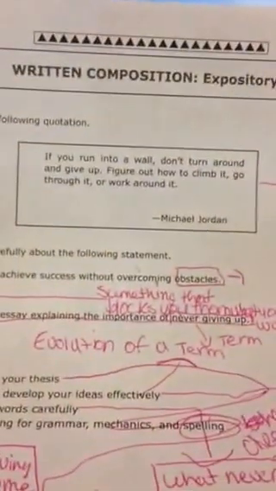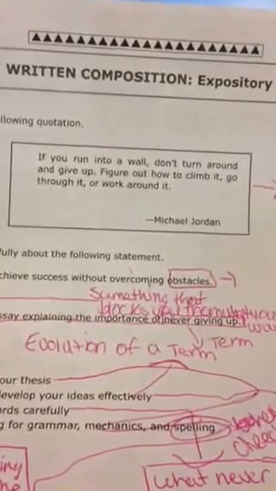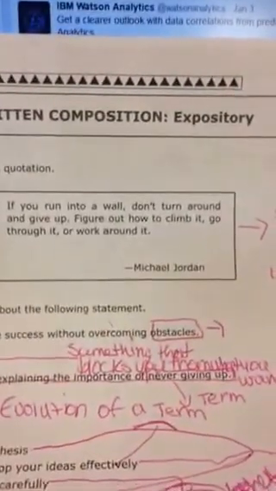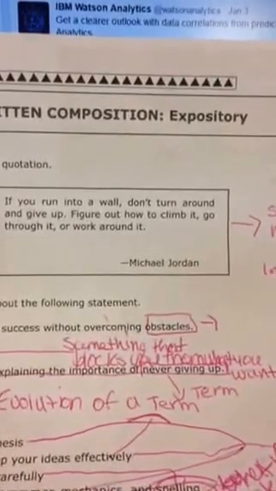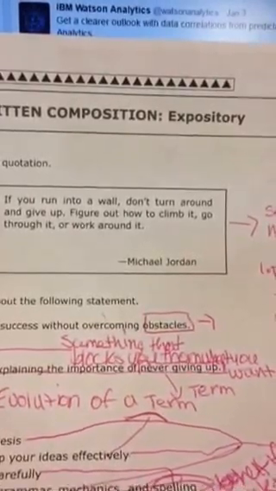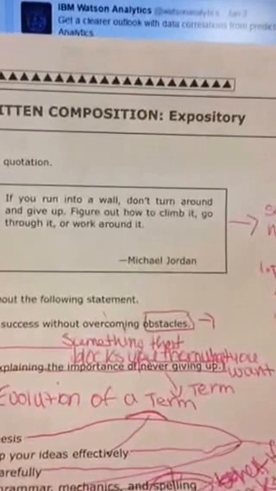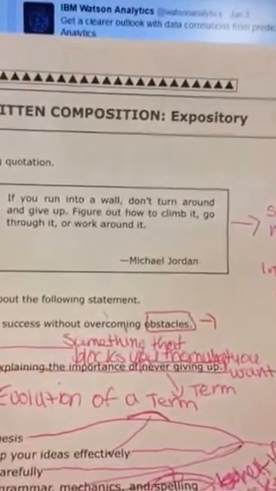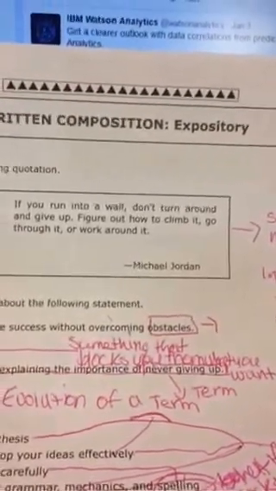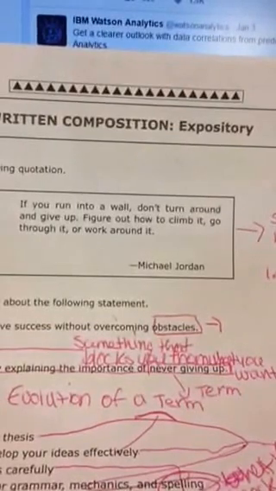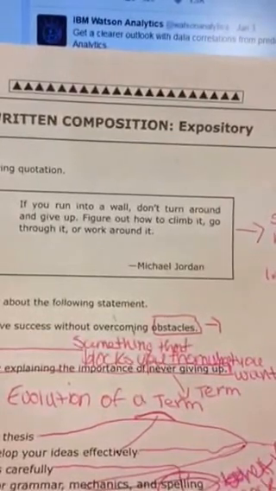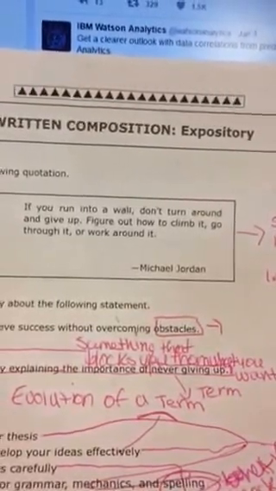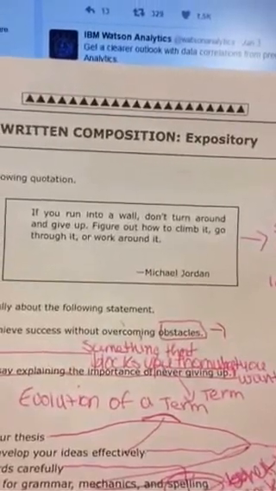The expository prompt that we worked on is the one that includes a quotation by Michael Jordan, and it reads, "If you run into a wall, don't turn around and give up. Figure out how to climb it, go through it, or work around it." My students know that if they're going to use the quotation, they need to say something new about it and not just include it in a composition. Otherwise, it's what is called a dead giveaway. You really didn't do anything with the quote.